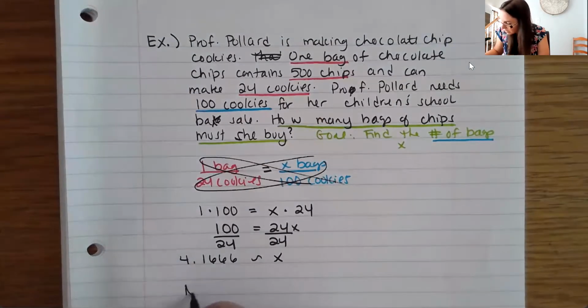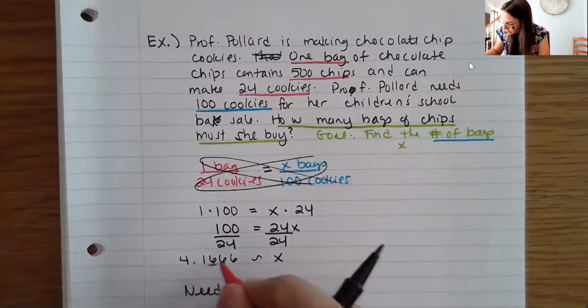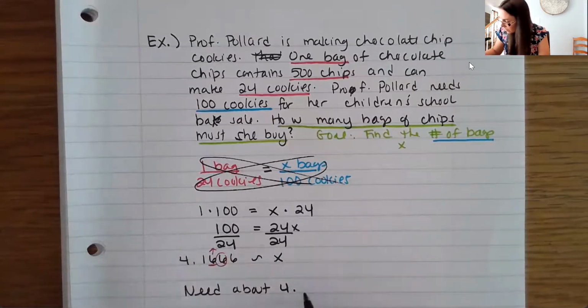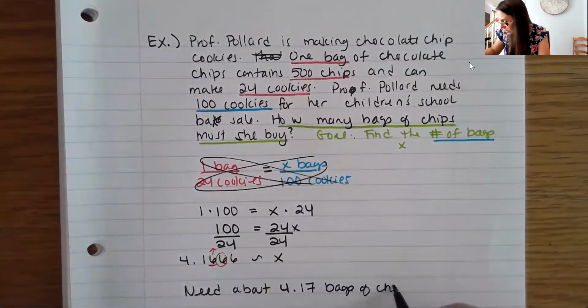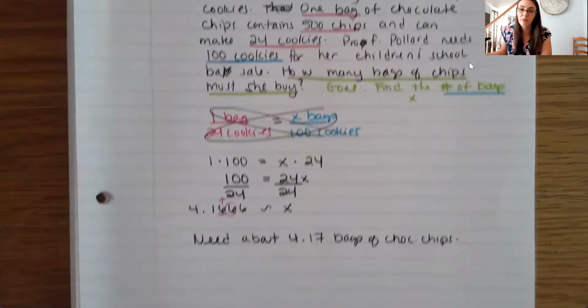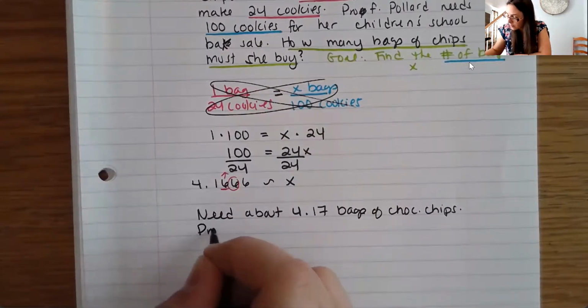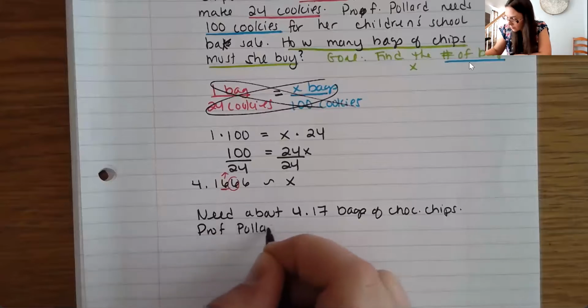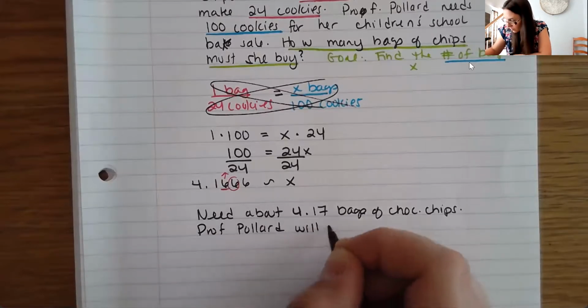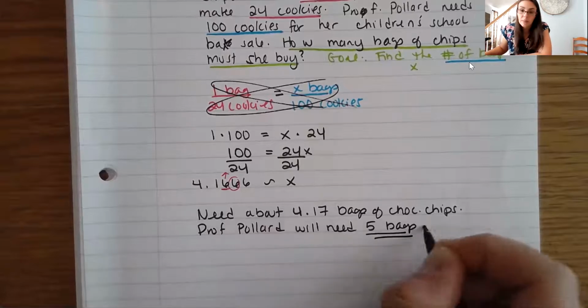So we need about, let's round here to 2 decimal places, 4.17 bags of chocolate chips. So think about this. If I go to the grocery store, I can't just buy 4.17 bags of chips. So Professor Pollard will need 5 bags in this case, right?